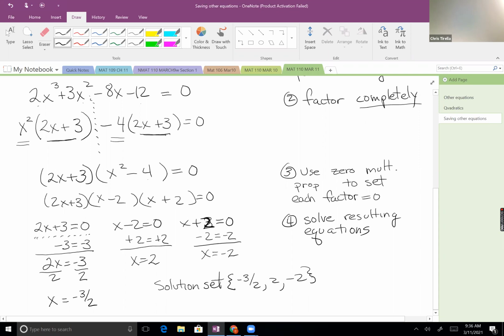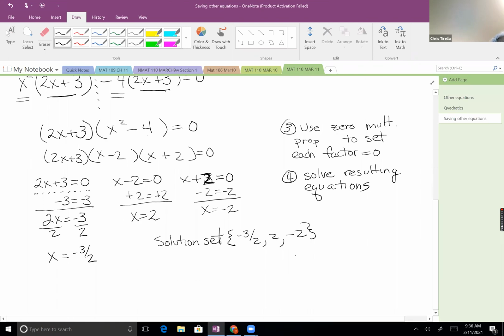And we shouldn't be surprised that we have 3 solutions because it was third degree. And again, I think we had said previously that the degree of the polynomial equation tells us how many solutions to look for. So since this is third degree, we're looking for 3 solutions.